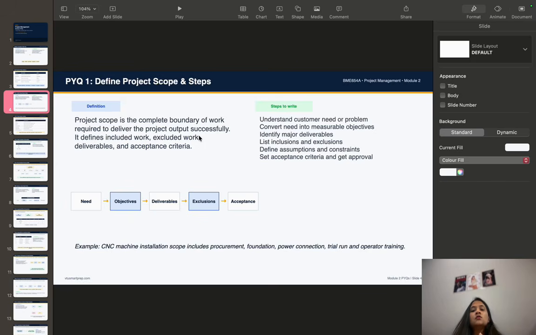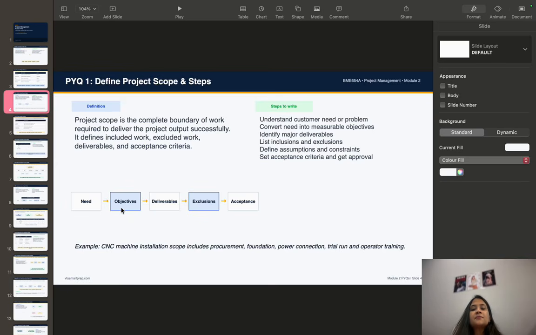It clearly tells what work is included, what work is excluded, what deliverables are expected, and what acceptance criteria should be satisfied. So these things you should know: what work is included, what work is excluded, third, what deliverables are expected, and fourth, what acceptance criteria should be satisfied.